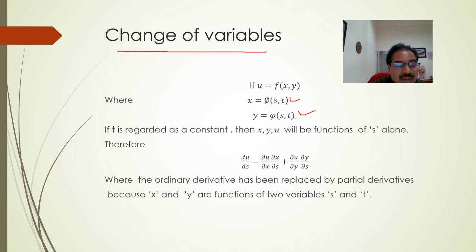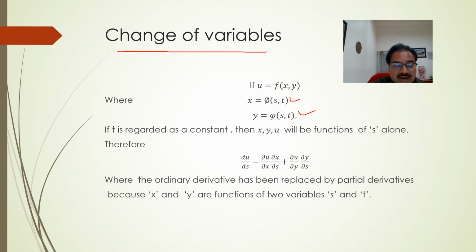Then if t is regarded as a constant, then x, y, u will be functions of s alone. Okay, if t is regarded as a constant, then this is a function of s alone. Therefore, du by ds may be written as del u over del x, del x over del s plus del u over del y, del y over del s.